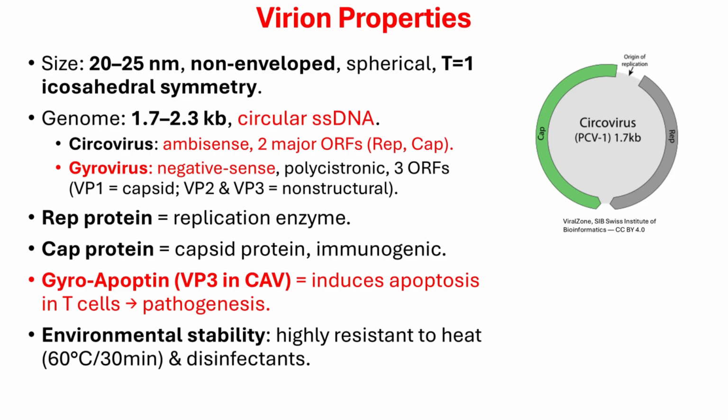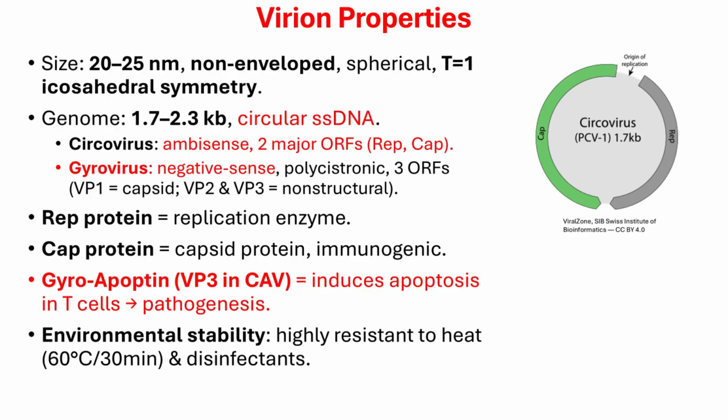In circoviruses, the genome is ambisense, containing two major open reading frames: the Rep protein, which functions as the replication enzyme, and the Cap protein, which forms the capsid and is the main immunogenic component. In gyroviruses, the genome is negative sense and polycistronic, with three ORFs: VP1, the capsid protein; VP2, a non-structural protein; and VP3, also known as apoptin.